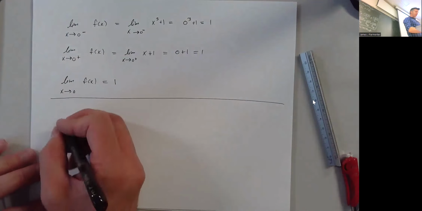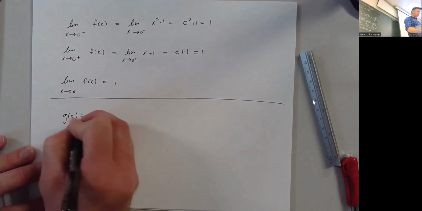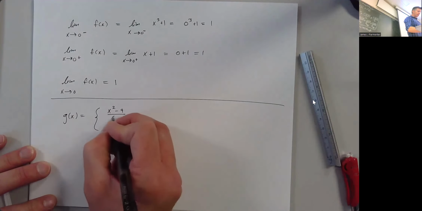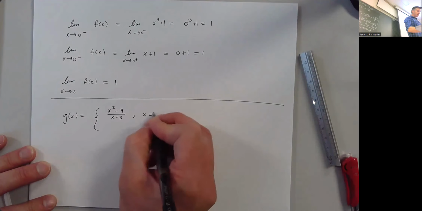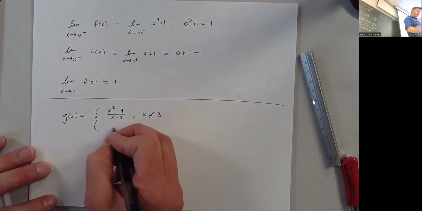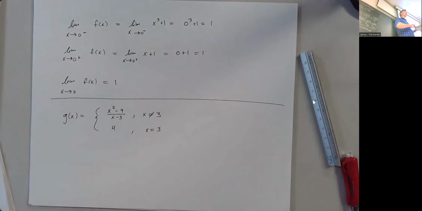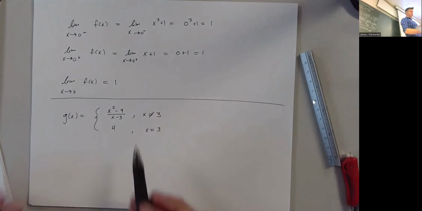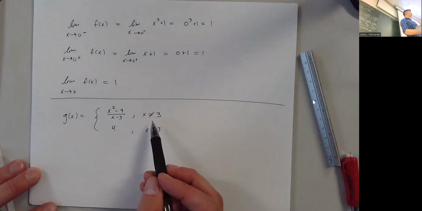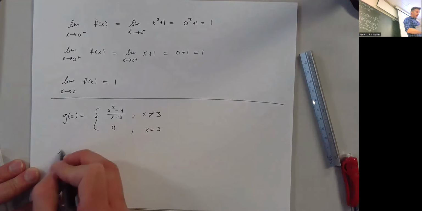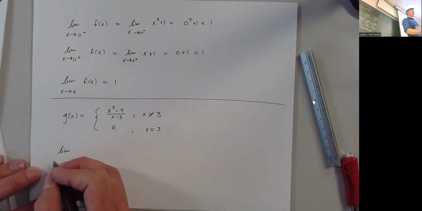So if we had some other piecewise function, like say g of x was equal to x squared minus 9 over x minus 3 when x doesn't equal 3, and 4 when x does equal 3. Here it's almost easier, because if you want to look at the one-sided limits from either side of 3, whether x is bigger than 3 or smaller than 3, the function is equal to this. So I could do them separately, but it'd be kind of a waste of time.